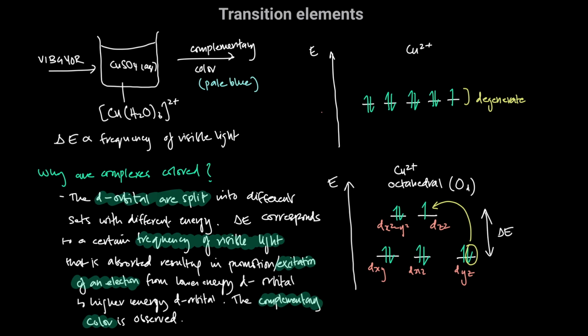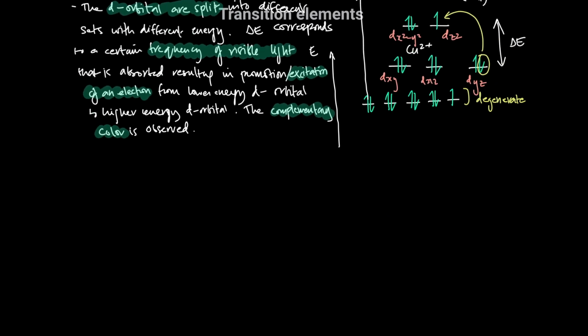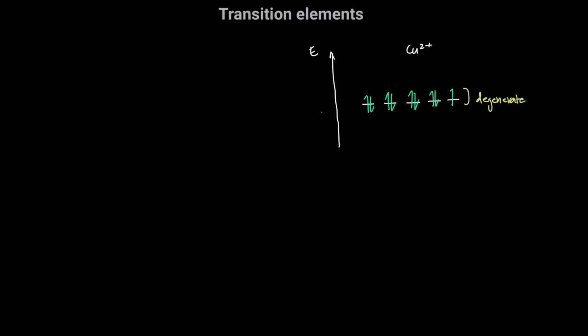For example, if I take this solution and add concentrated hydrochloric acid to it, this copper hexaaqua will convert into what we call copper tetrachloride. The copper 2 hexaaqua, when it forms copper 2 tetrachloride, gives a yellow solution. The CuCl4 2 minus is a yellow solution.